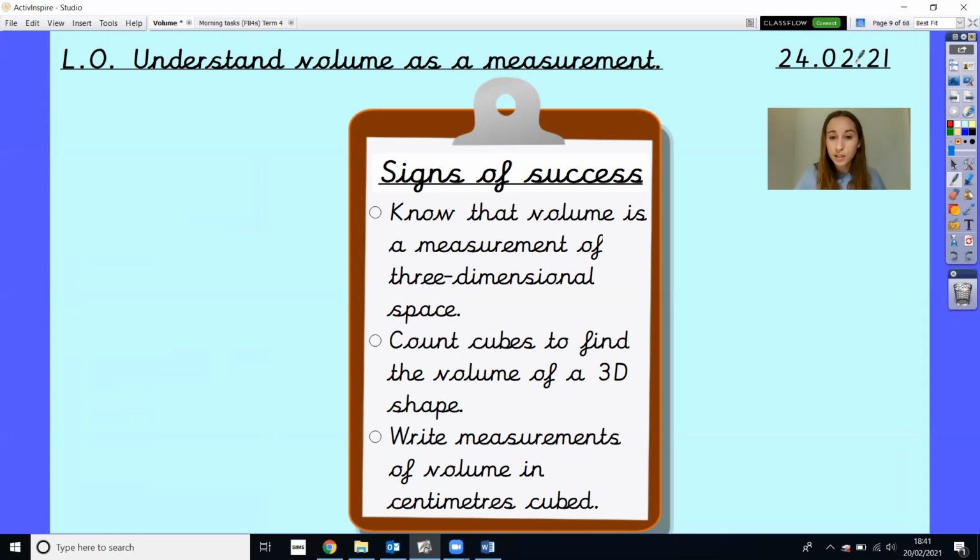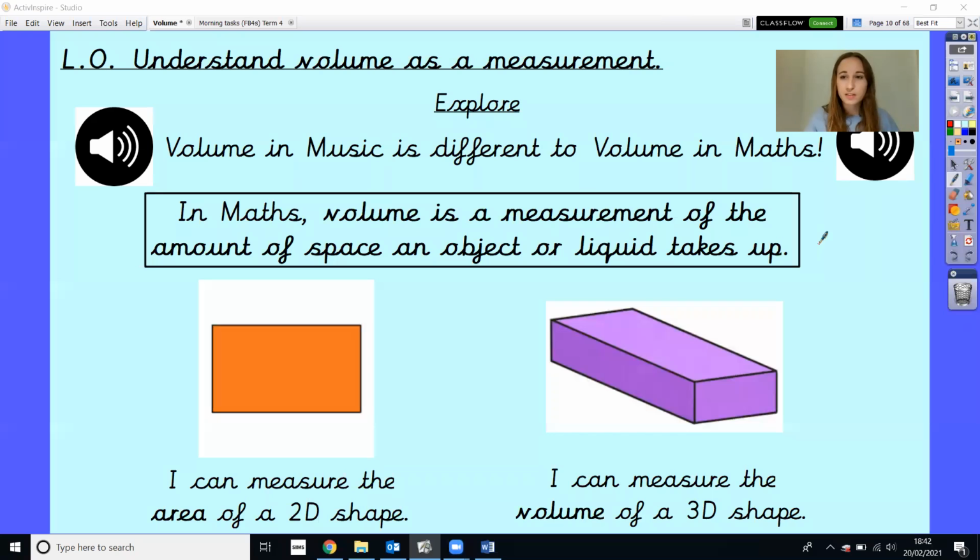We also are going to be counting cubes to find the volume of a 3D shape. And we're going to be writing measurements of volume in centimetres cubed as well. So that's what we're looking to do today. If you need to pause to carry on writing your LO and date, you can do now and press play again when you're ready. If not, then you are fine to keep going with me. Okay, well done, Year 5.